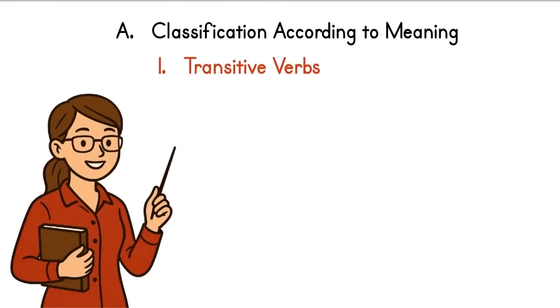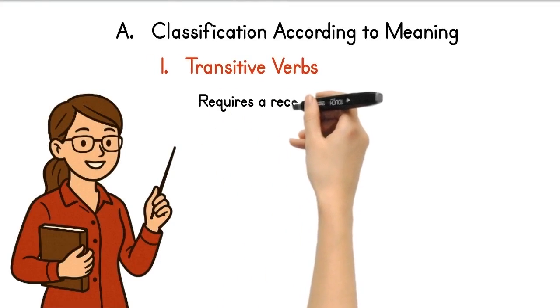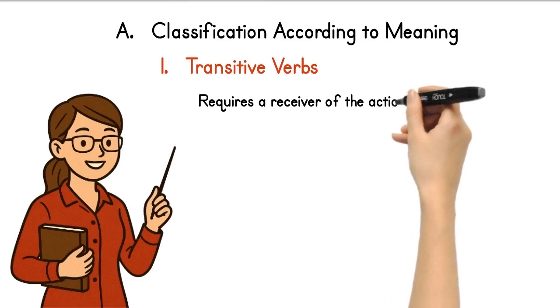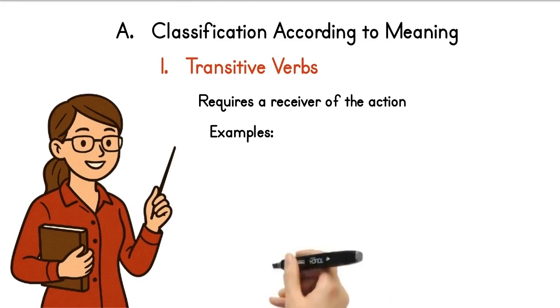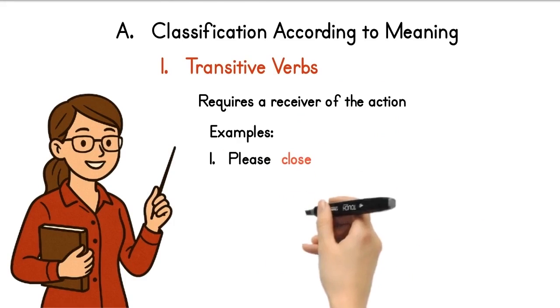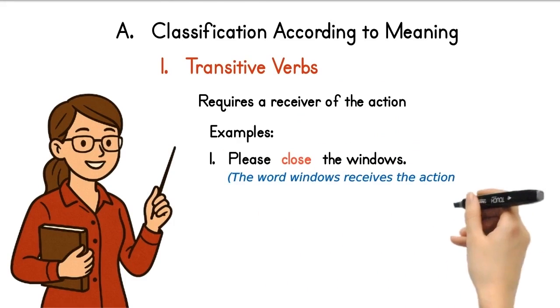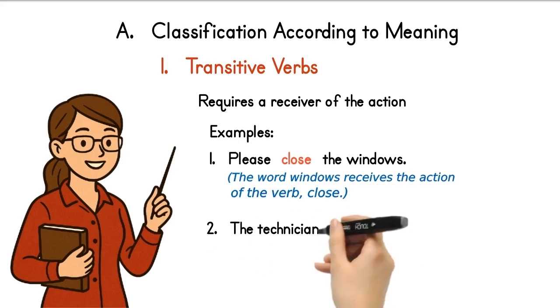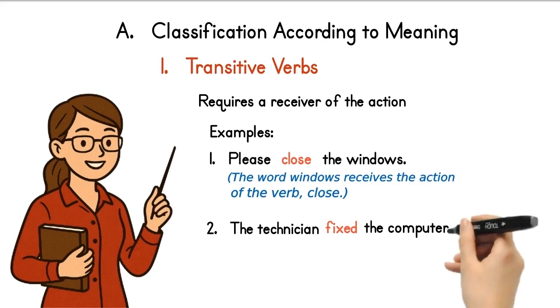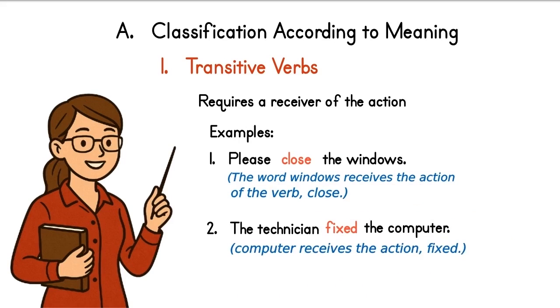A transitive verb requires a receiver of the action to complete the meaning of the sentence. Examples: Please close the windows. The word windows receives the action of the verb close. The technician fixed the computer. Computer receives the action, fixed.